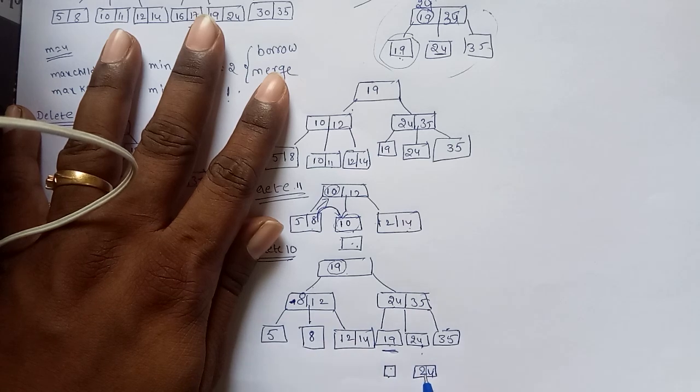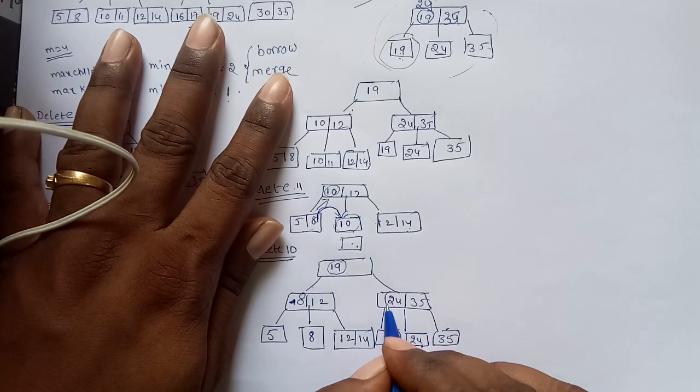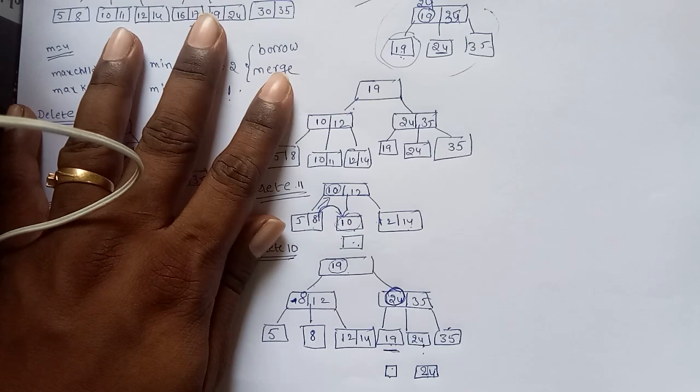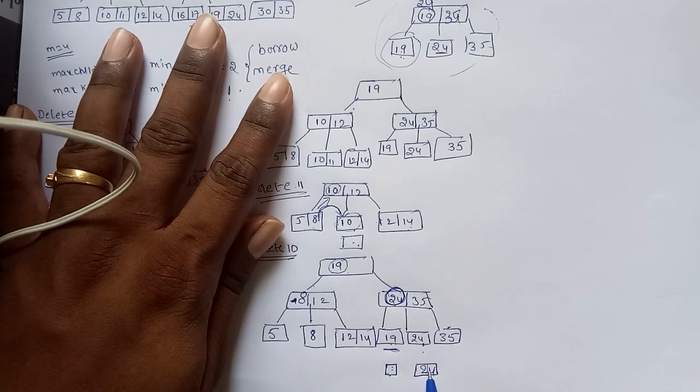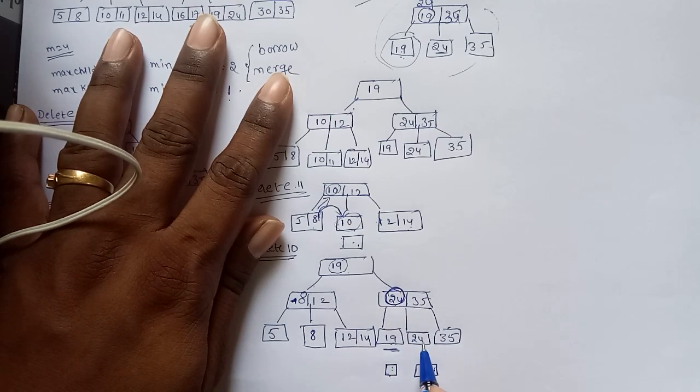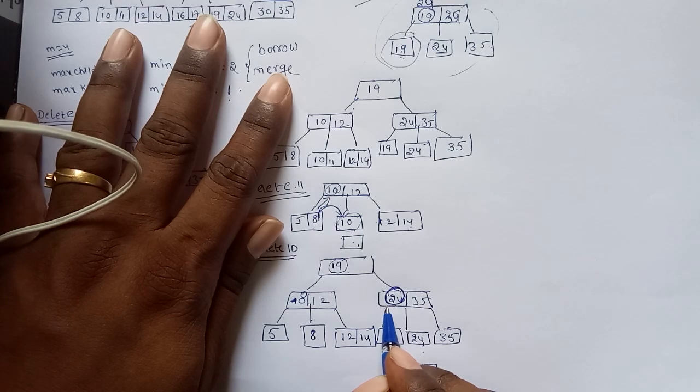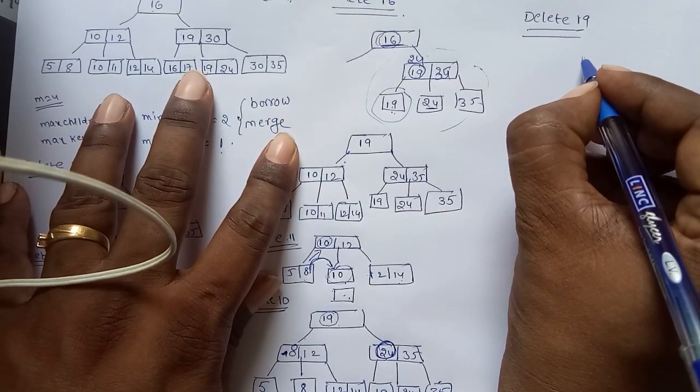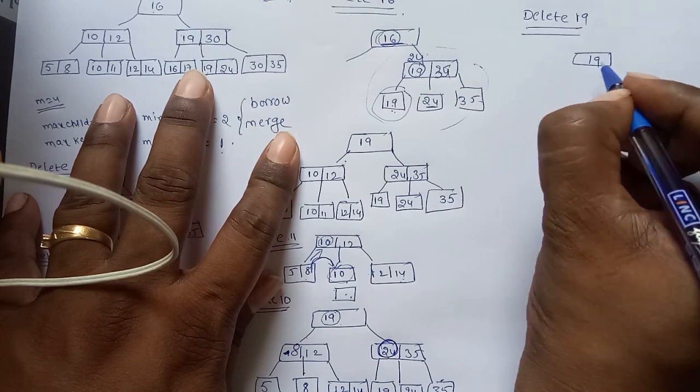What is the index present between these two? This one. We have to remove this one. Merge between these two. The index node between these two is 24, so we have to remove 24. Suppose after removing 24, what happens?